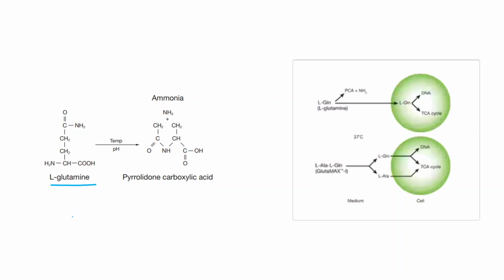All right. Now, a problem with L-glutamine is that it decomposes into ammonia. This ammonia is toxic to cells. So this is a major problem in usage of L-glutamine in cell culture media. However, L-glutamine is essential, right? Because cells need a nitrogen source for protein and nucleic acid synthesis.